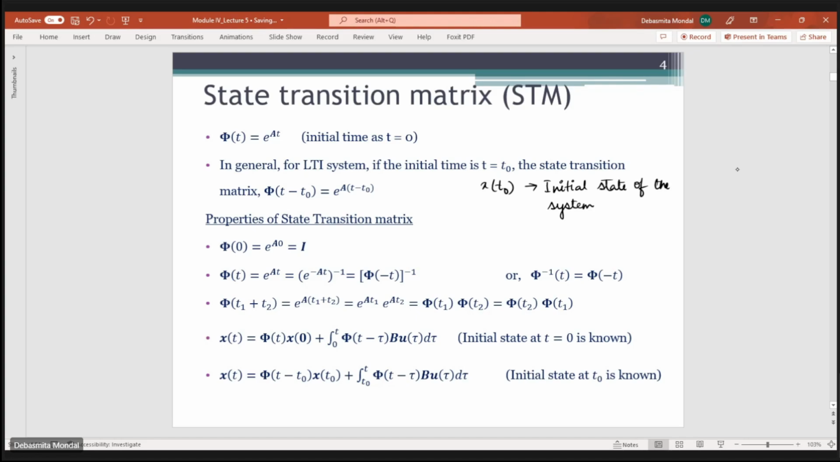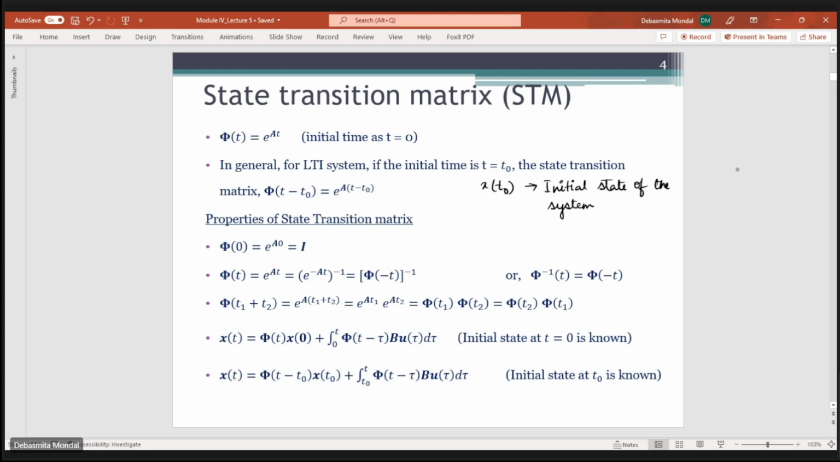Okay, so now let's talk about some properties of the state transition matrix. These properties would be useful when we try to find the transient response of a given system for different kinds of input. As you can see, if you want to find the value of phi(0), it is nothing but e to the power A·0, so that means it would be an identity matrix I.